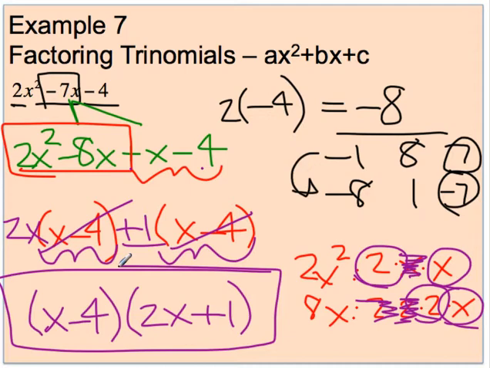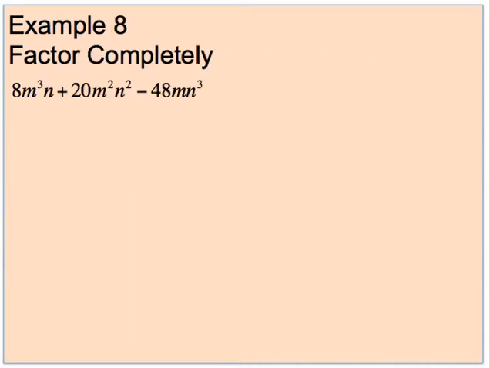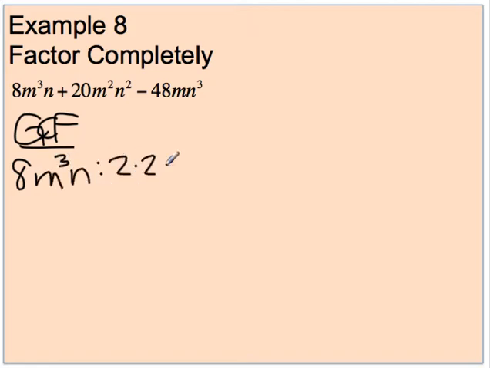Let's take a look at one last question. This is now kind of the culmination of everything we've done in this section. The first thing that I want to do, and this is a habit that we should be in, is to look for the greatest common factor. So I have 8m to the third n, which can be written as 2 times 2 times 2 times m times m times m times n.